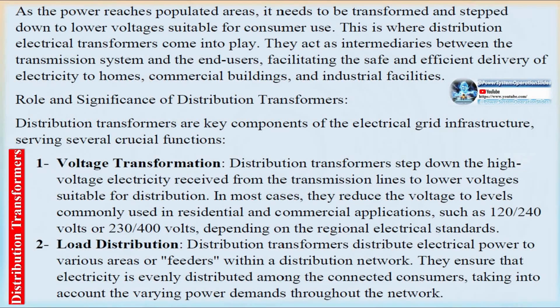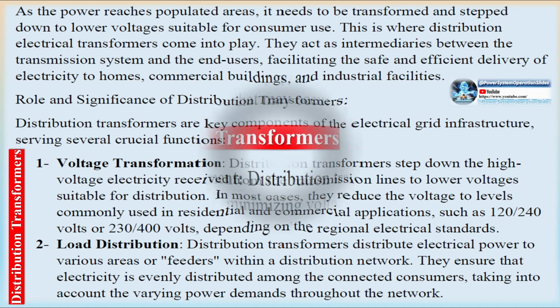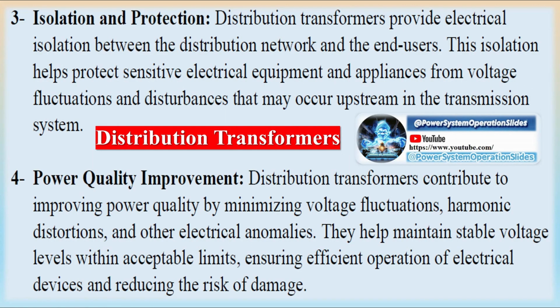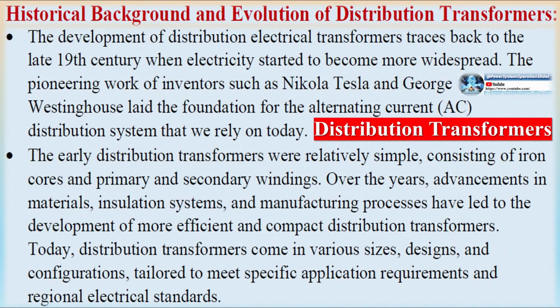Before delving into the specifics of distribution electrical transformers, it is essential to understand the broader context of electrical power distribution. Power generation plants generate electricity at high voltages, typically ranging from thousands to hundreds of thousands of volts. This high-voltage electricity is transmitted over long distances through high-voltage transmission lines, also known as the grid. Distribution transformers are key components of the electrical grid infrastructure, serving several crucial functions.